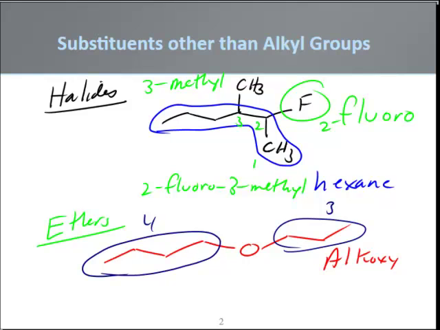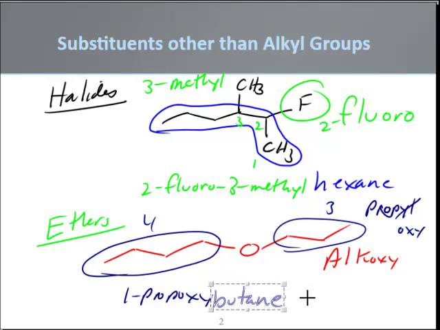So the 4-carbon wins out, so this is going to be a butane. That's the root. Now we have a 3-carbon branch with an oxygen attached, and so remember 3 carbons were propyl branches. And so now if you have an oxygen in the space, you lose the YL and you put an oxy, OXY. So this becomes 1-propoxy butane. I'll just move that over so you can see that it's one word. So 1-propoxy butane.